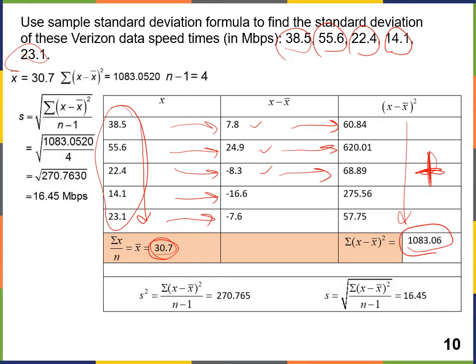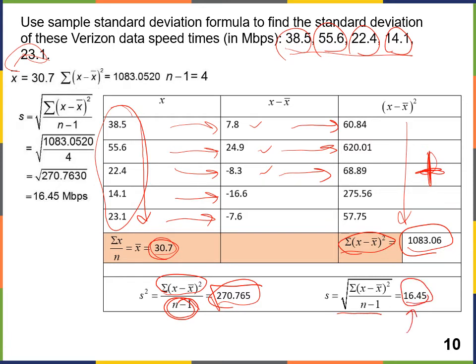So what I want to do is I want to calculate the variance. If I were to calculate the variance, I should take that 1083, which is the sum of all the deviations squared, and I'll divide it by n minus 1. In this case, I'm going to divide by 4. If I divide by 4, which is 1 less than the sample size, which is 5, I'm going to get 270.765. That's my variance. Then I'm going to get the standard deviation by taking the square root of that 270. And I'm going to get 16.45.